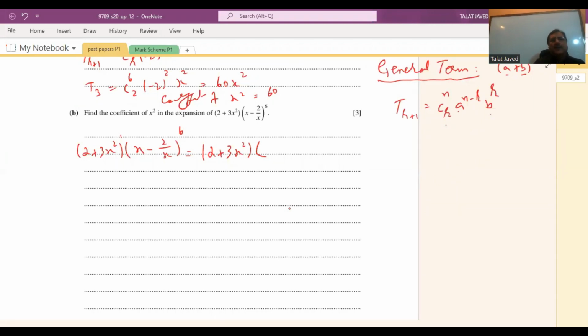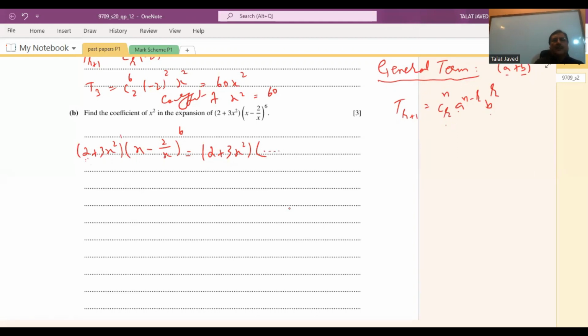But have a look at this (2 plus 3x square), its power is 6. If we expand this completely, the number of terms in the expansion of this binomial will be 7. So it will be a very lengthy question. So looking at these two terms, 2 plus 3x square, we need to find only the term containing x square and the term independent of x.